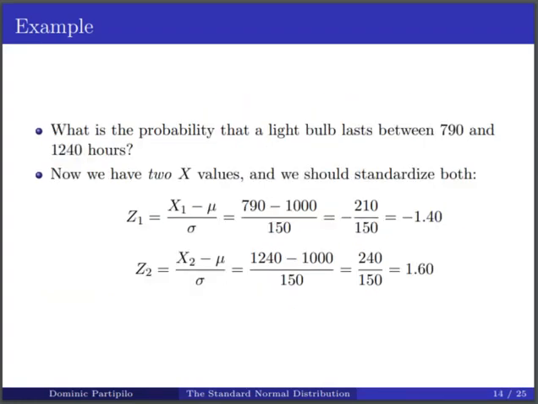So now let's look at another example. What's the probability that a light bulb lasts between 790 and 1240 hours? Now we're actually given two x values here, so we need to standardize both of them individually. When we standardize the first x value, which was 790, we'll get -1.4. And when we standardize the second x value, which was 1240, we'll get 1.6.